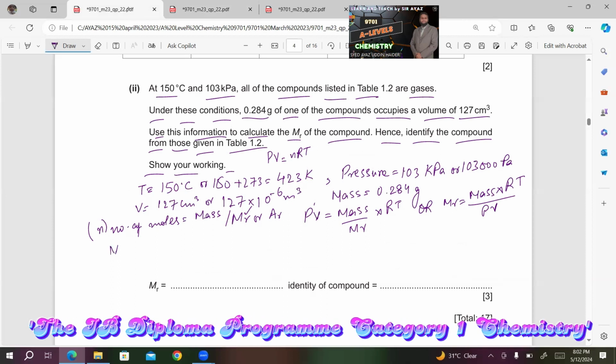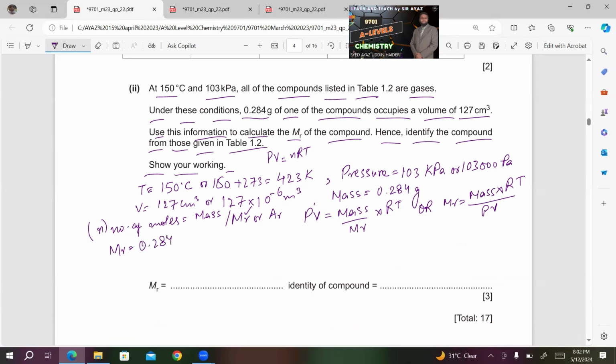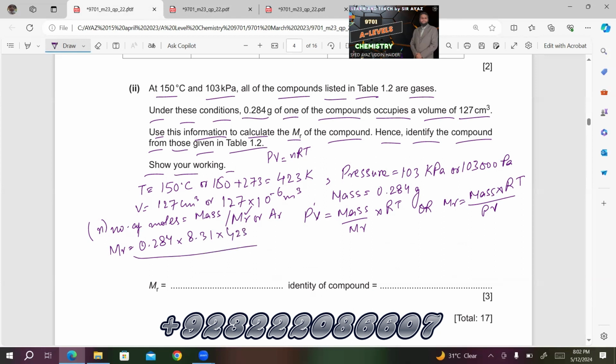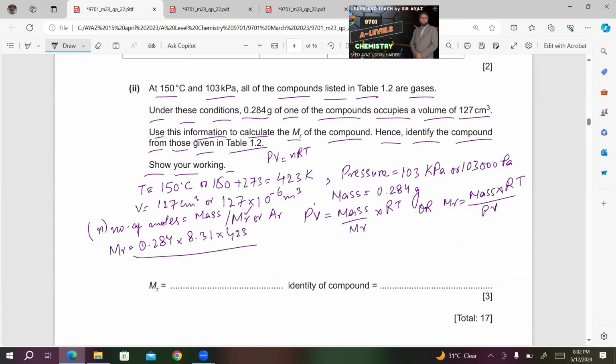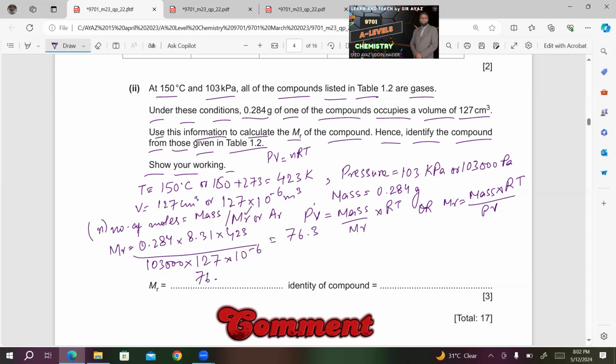So MR is equal to mass 0.284 multiplied by R 8.31, temperature 423 divided by pressure 103,000, volume 127 into 10 raised to the power -6. We will get 76.3. 76.3 is the MR. Now I want to identify the compound.